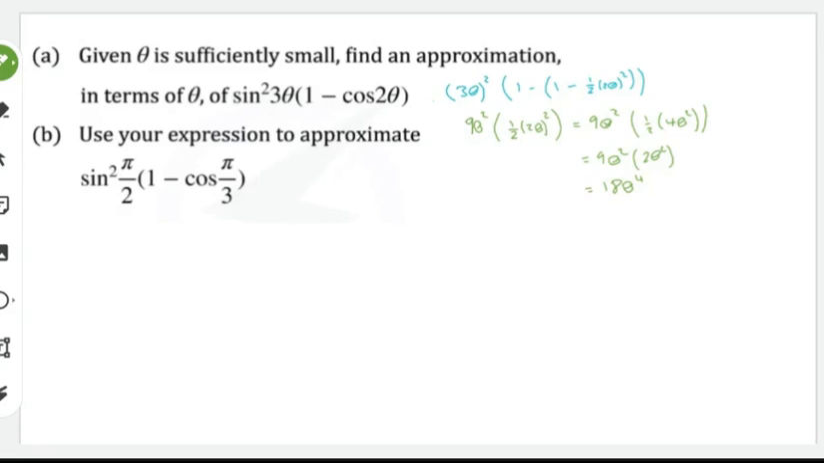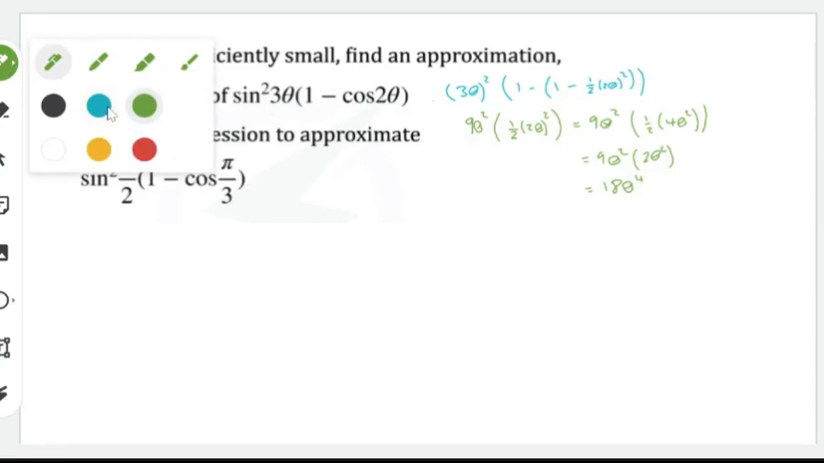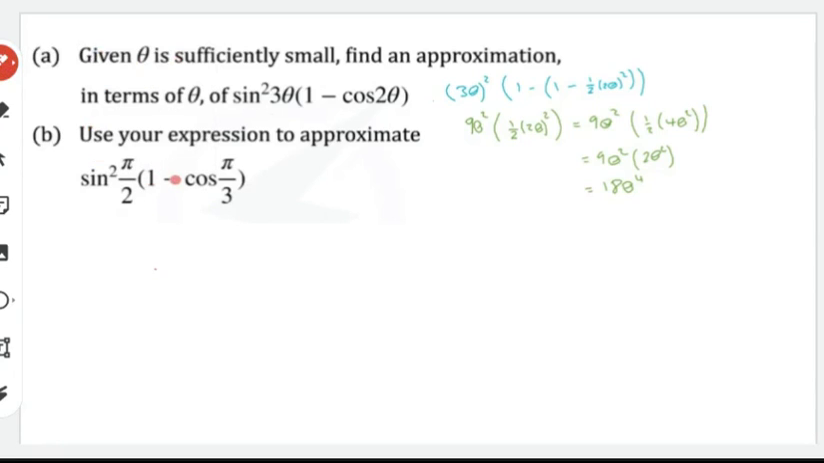I got 1.353. Sounds good. Yeah, let's go through. So hearing an answer like that, I think that sounds good. Let's go through just the full steps of that. So you realized that 3 theta has been replaced with pi over 2. So 3 theta equals pi over 2. So therefore theta equals pi over 6.